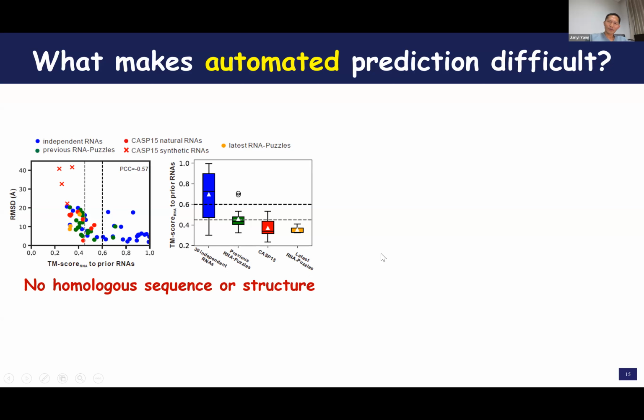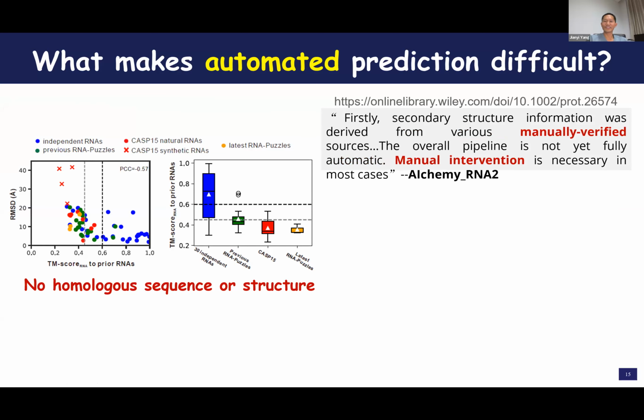And especially for CASP15, these synthetic RNAs are so difficult to predict for these AI-based methods. So we argue that we need human intervention, human assistance, to improve the prediction. I have some evidence here, because the top 3 groups in the CASP15 experiment already have their papers published online. So I read the papers carefully and I found some clues.